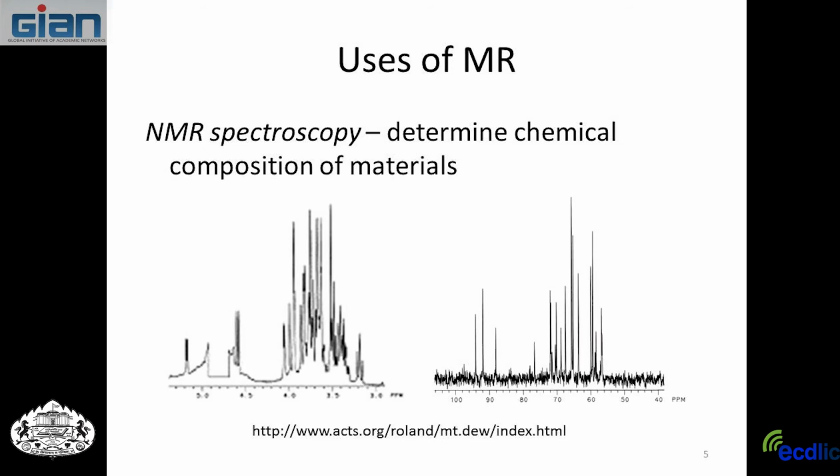So there are several uses of magnetic resonance that have developed since the first discovery of it. One of them is nuclear magnetic resonance spectroscopy, and you can use this to determine the chemical composition of materials. So if you're a chemist, you may use this technique a lot. We'll talk about the principles of it when we talk about MRI, and then later you can see how NMR works. We'll talk about that a little bit more. I just want to go through the basic things that you can use magnetic resonance for.